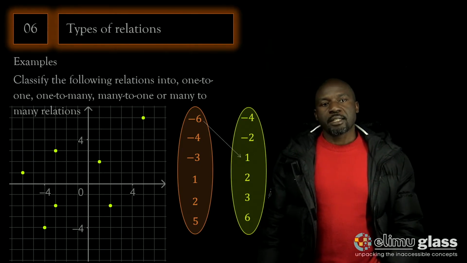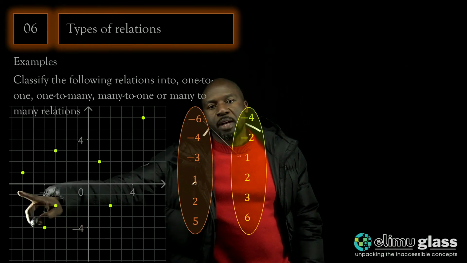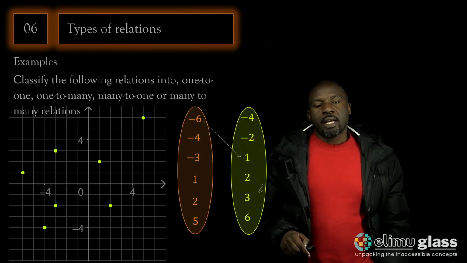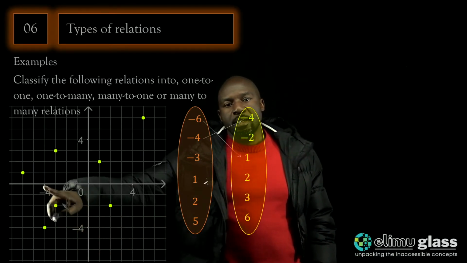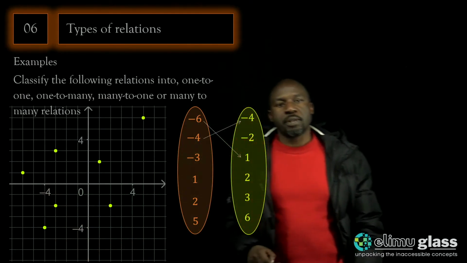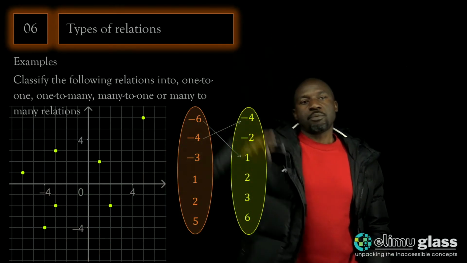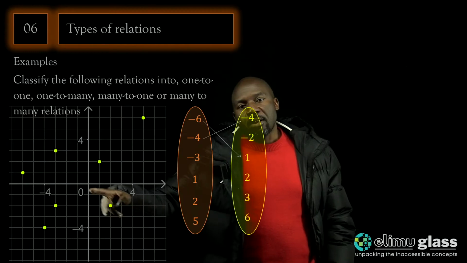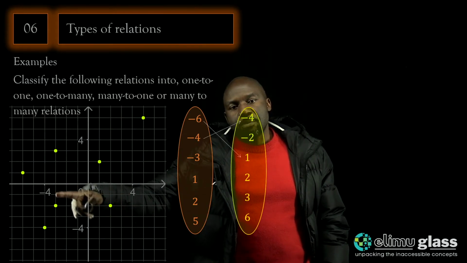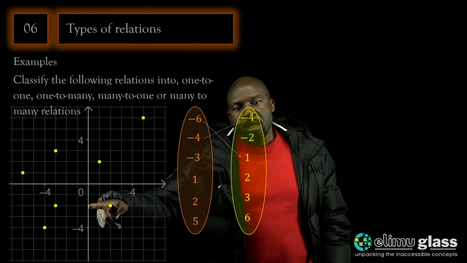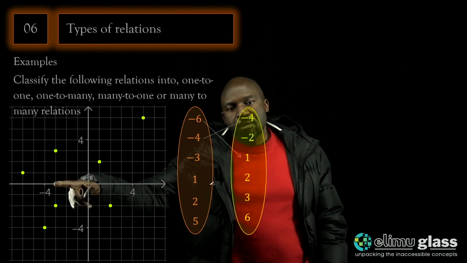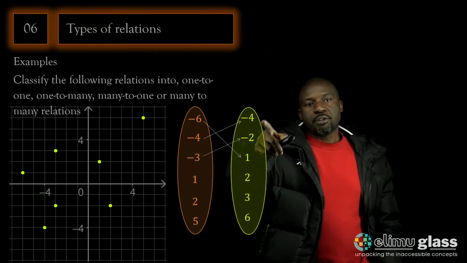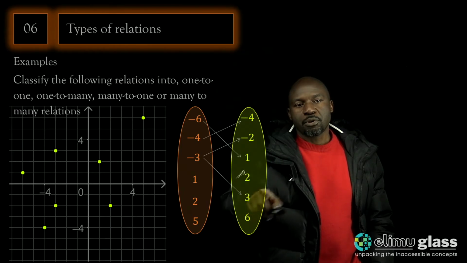Okay, -6 connects with 1, because when x is -6, y is 1 there. All right, when x is -4, y is also -4, so -4 maps onto -4. All right, then we have -3. Now look at -3. -3 maps onto -2 for the value of y, but -3 also maps onto that value there, which is 3. So -3 maps onto -2, but it also maps onto 3.